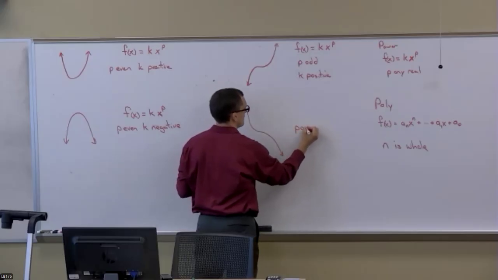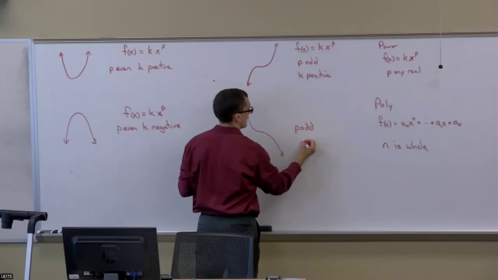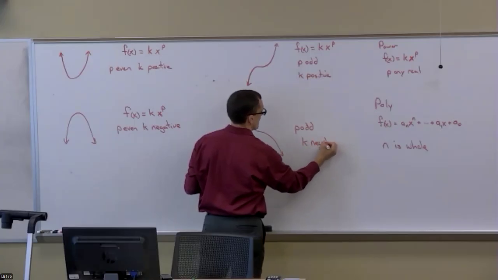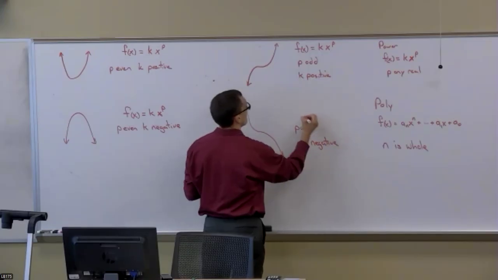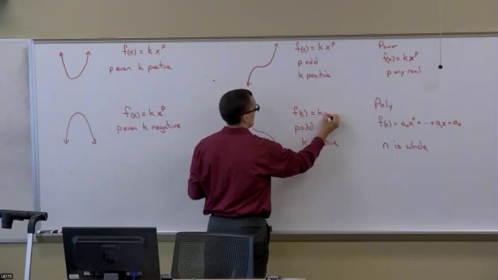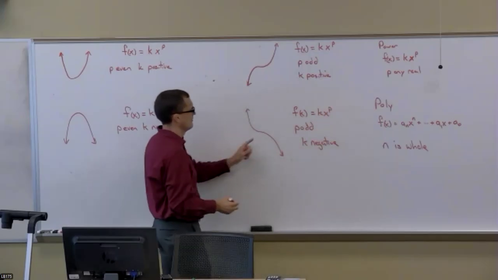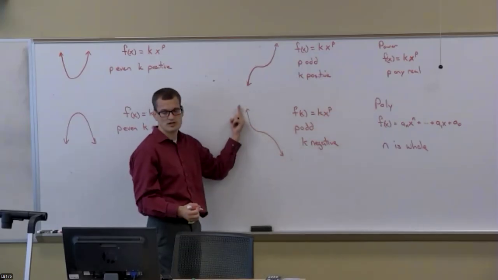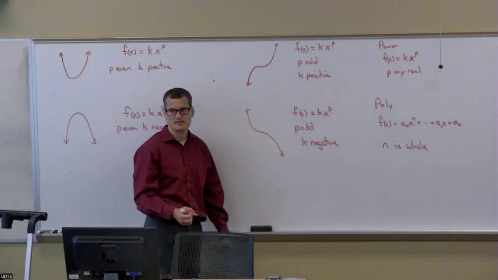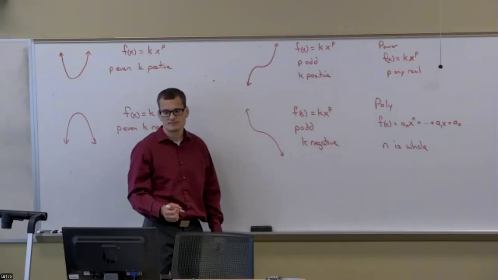If P is odd, but K is negative, then moving to the left shoots off to infinity. Moving to the right shoots down to negative infinity. Is that right?